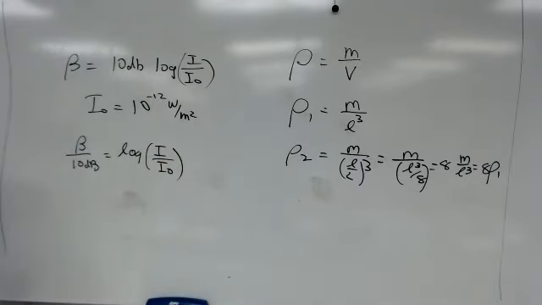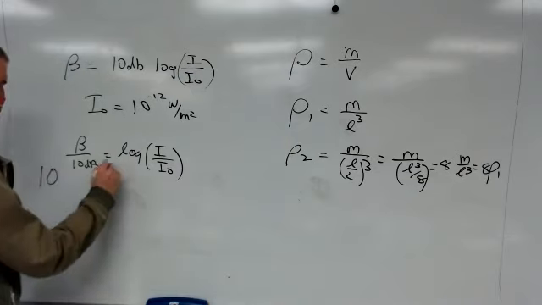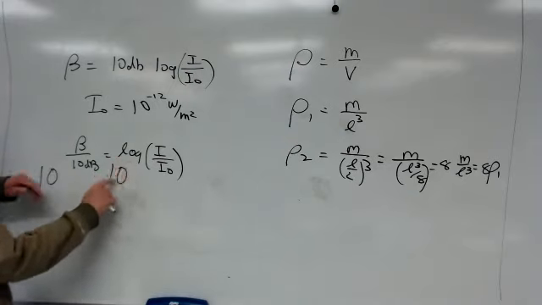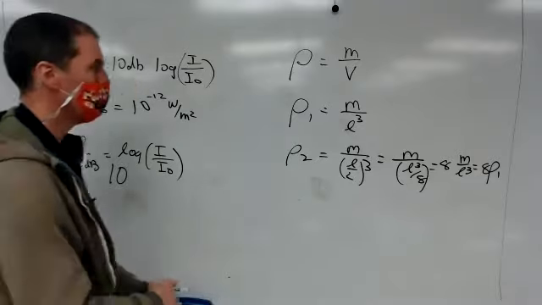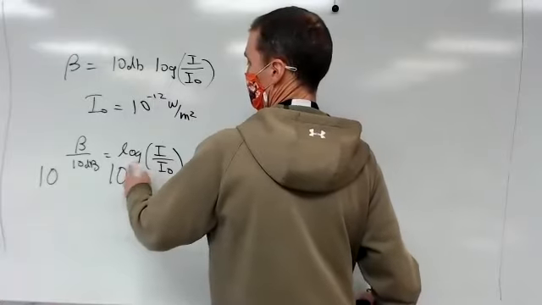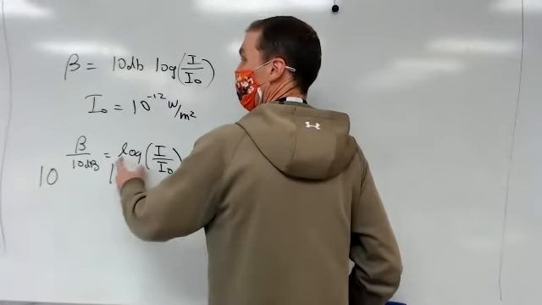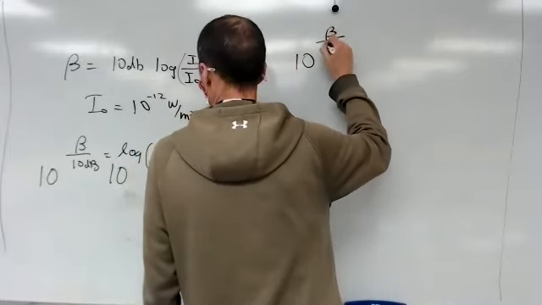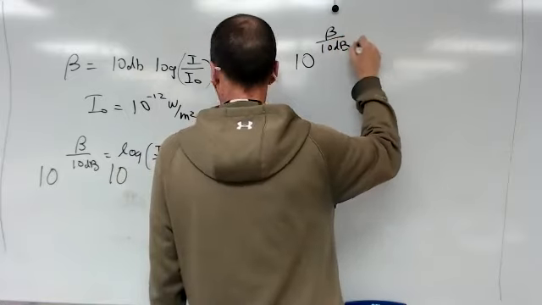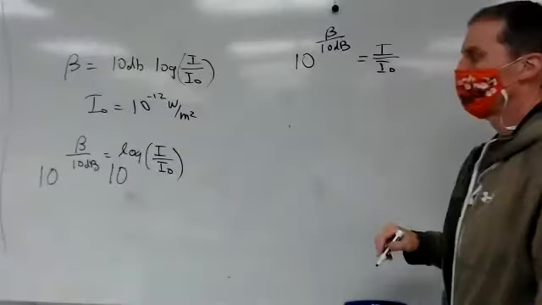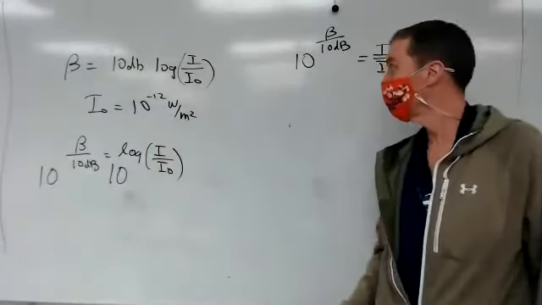Then what do I do? Take the inverse function of log. Which is what? 10 to. So I raise each side to the 10 to the this. If that thing equals that thing, then 10 to the this side equals 10 to the that side. And the reason I do that is, as Christian just said, exponent of 10 and log are inverse functions. And so this gives me 10 to the beta over 10 decibels is equal to I over I0. Those two just undo each other.